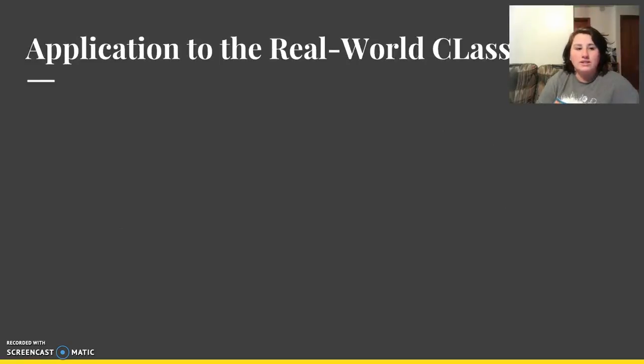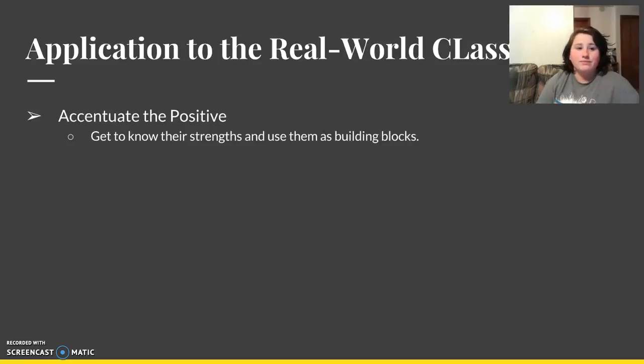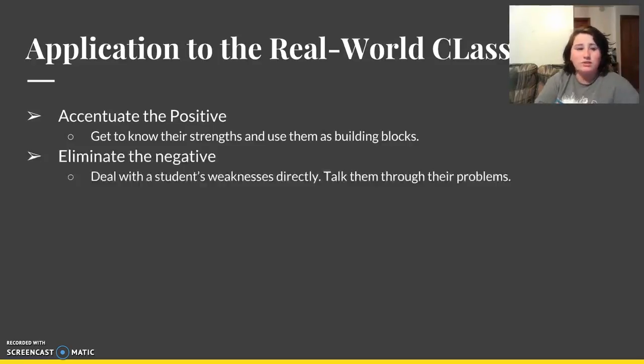And to go against this, with the application to the real world classroom: accentuate the positive. Get to know their strengths and use them as building blocks. Eliminate the negative. Deal with the students' weaknesses directly. Talk them through their problems. Let them know that you do care and that you want to try to get through to them.